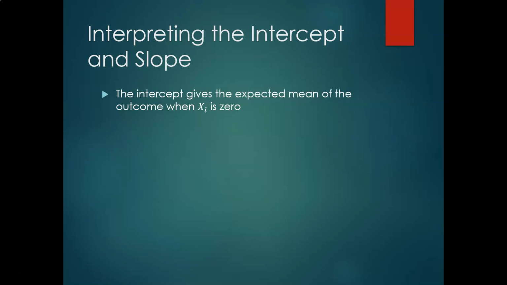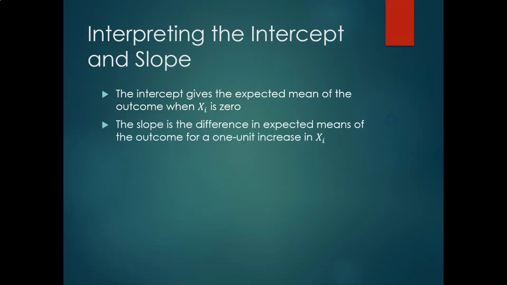It is a predicted value, and any part of the line is going to be a predicted value. But there is an averaging process that derives it, which is why you'll sometimes see it called the expected mean. The slope is the difference in the expected means of the outcome for a 1 unit increase in x1. Remember the 0.23? Every time we increase x by 1, we increase the outcome by 0.23. So 0.23 times x1, 0.23 times x2, 0.23 times x3.